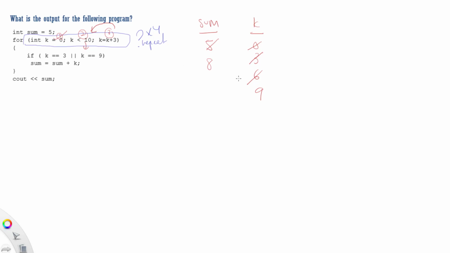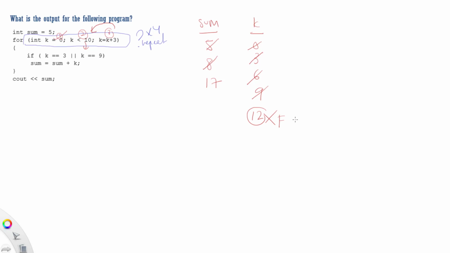Then it will check, is k equals 3 or 9? Yes. You notice that there's 9 here, so sum equals sum plus k. Sum is 8, 8 plus 9, so you will have 17. Once you have updated this, it will go back, k equals k plus 3, so this now becomes 12. Then it goes back here and it will check the condition. Is 12 less than 10? No, so that's when you stop, because 12 is not included.